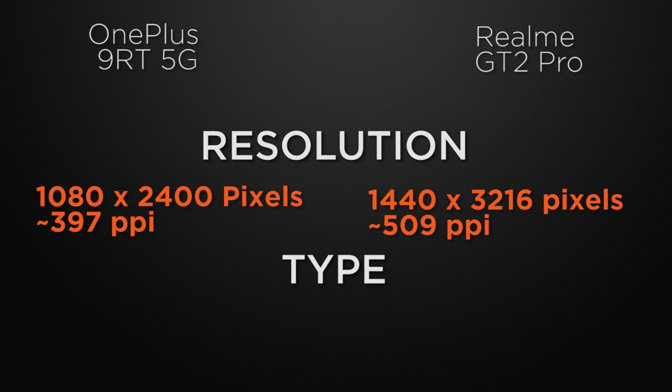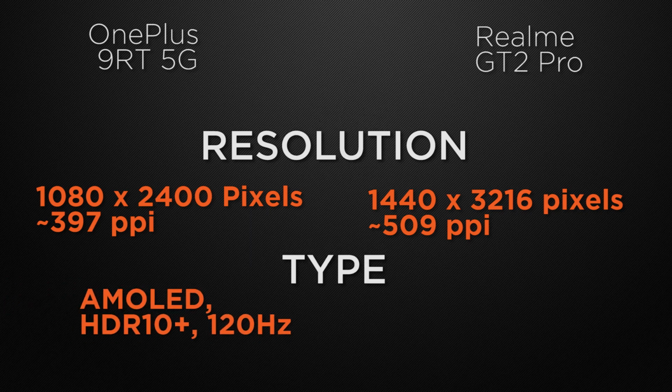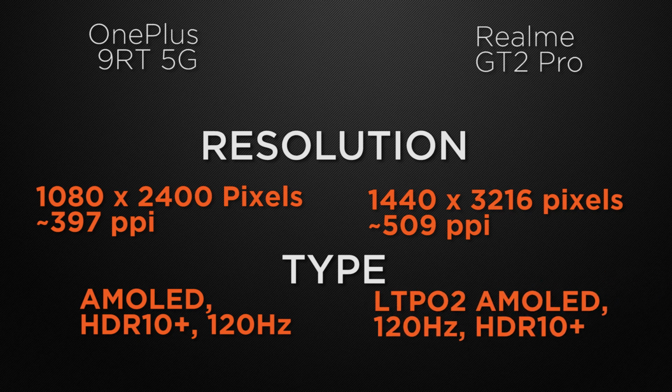And about the display type of the devices, 9RT have AMOLED display having 120Hz of refresh rate with HDR10+ support, whereas GT2 Pro have LTPO AMOLED display having 120Hz of refresh rate with HDR10+ support. So it's a tie because both of the devices have approximately the same display property.